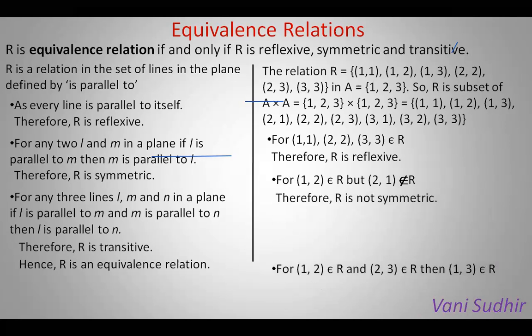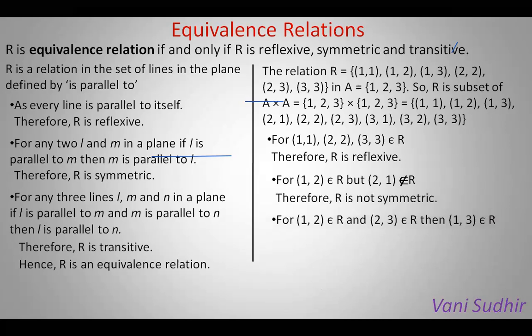But we have seen it is transitive. When 1 is less than 2 and 2 is less than 3, 1 will be less than 3. It is reflexive and transitive but not symmetric. Therefore, we can't say it is an equivalence relation. It is not an equivalence relation.